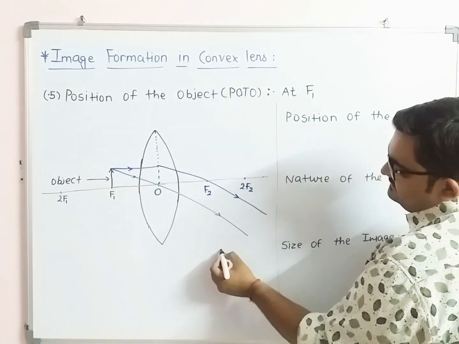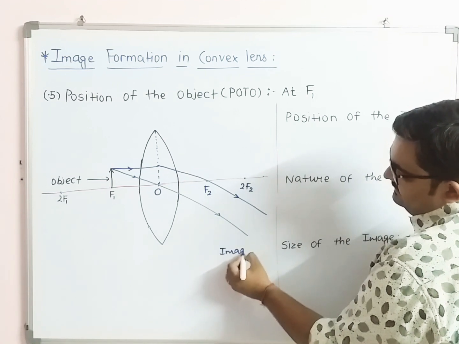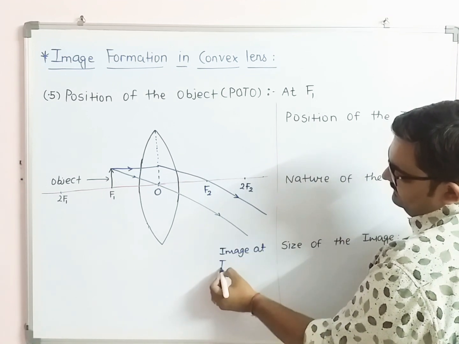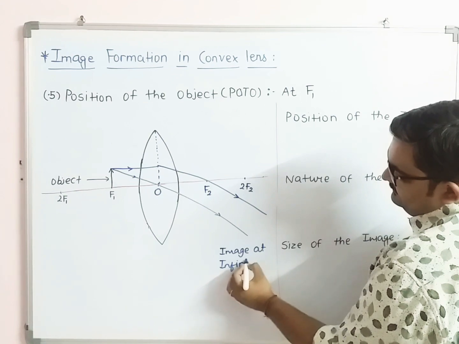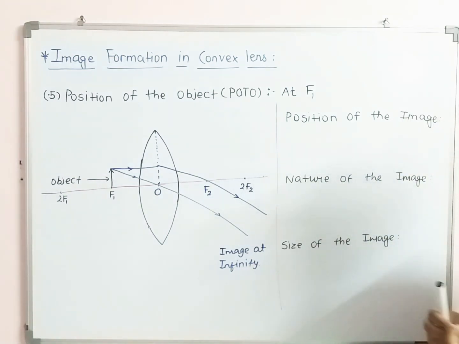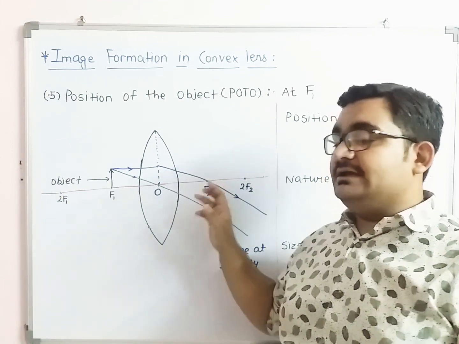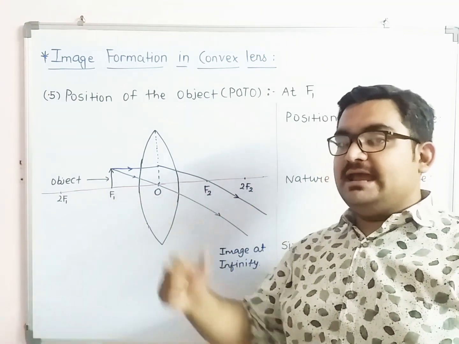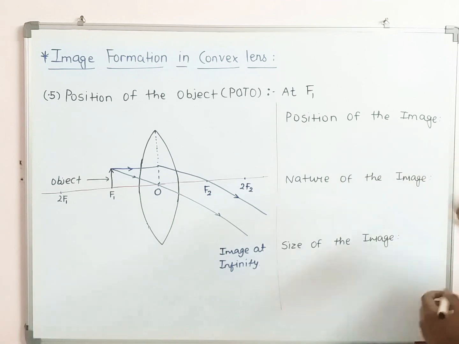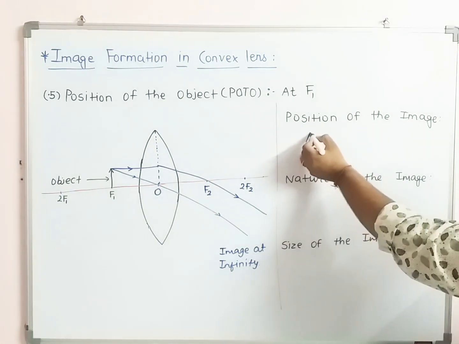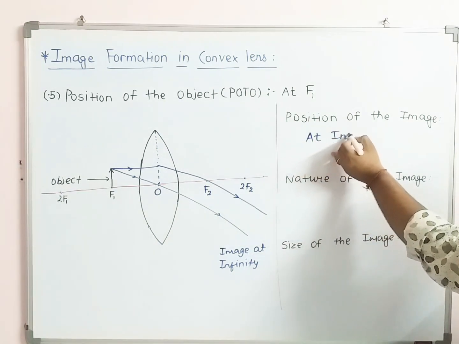So our image is at infinity. It means in this case, dear students, we get an image that is highly enlarged. So what is the position of the image? So the position of the image is at infinity.